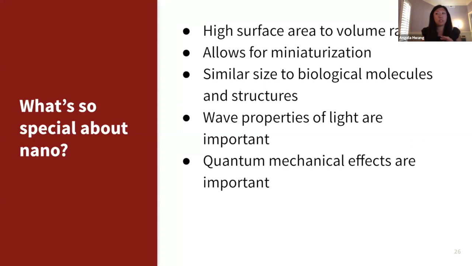A couple of things that we'll just touch upon are the wave properties of light, which are important, especially visible light. Visible light wavelengths are 400 to 800 nanometers, but the materials that we're working with are smaller than that. So what happens visually when visible light interacts with something much smaller than it? We're going to talk about that as well.